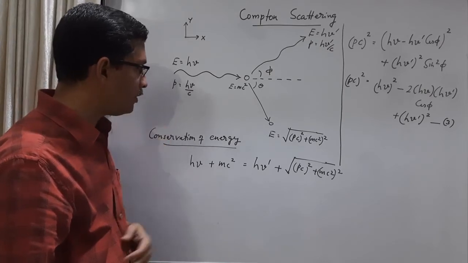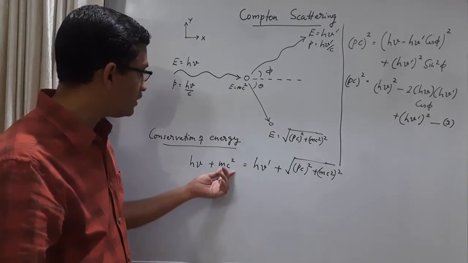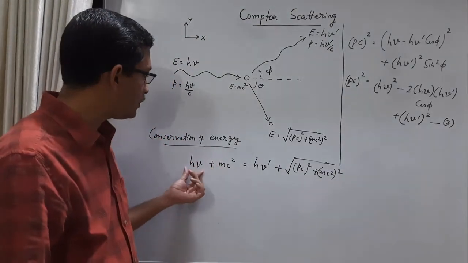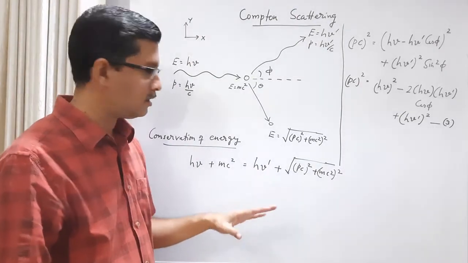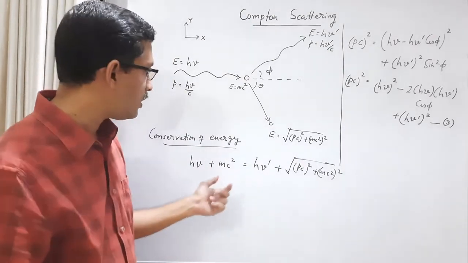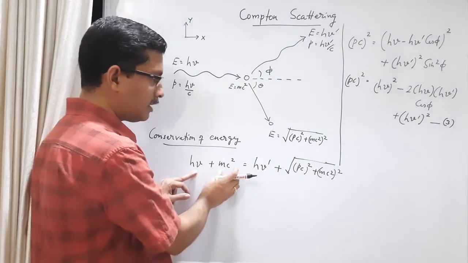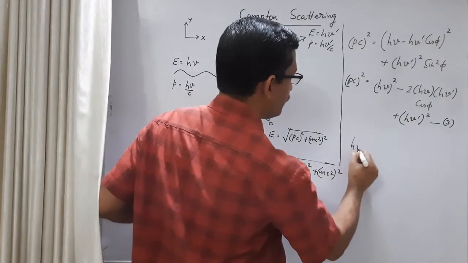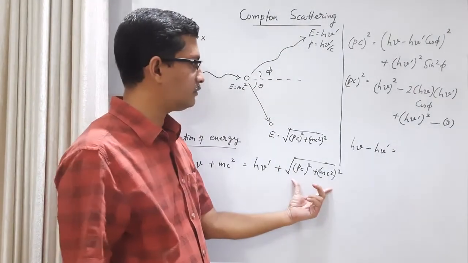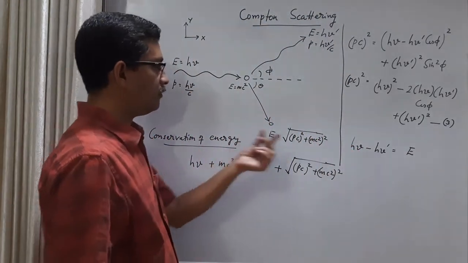Okay, we can try to simplify this, and before that, let us look at this expression a little more. This is the rest energy of the electron, this is the total energy of the electron after collision. This is the photon energy before collision, this is the photon energy after collision. Suppose we rewrite this expression in such a way that we bring photon energies together and electron energies together. I am taking this photon energy to the left side and this electron energy to the right side. So what you get is hν minus hν′ is equal to this term. Let me simply use total energy of the electron, let us say E.